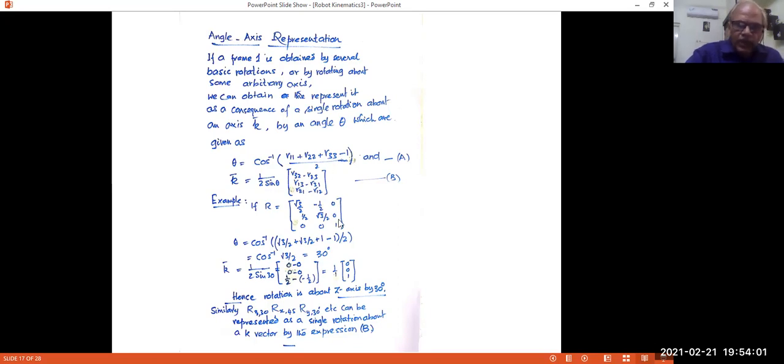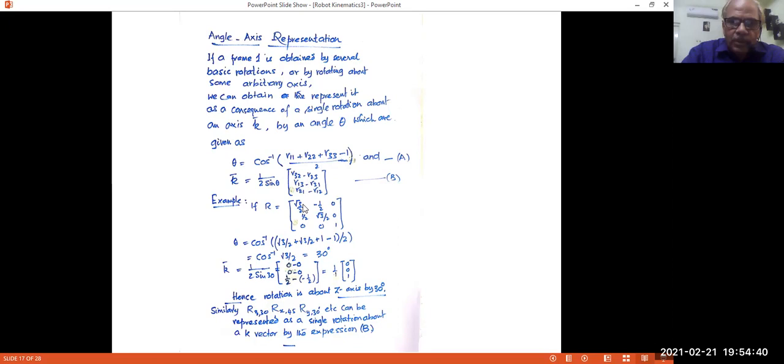Well, for that, you obtain the elements of the rotation matrix, the matrix you got after rotation. It can be shown that theta is equal to cos inverse of the sum of the diagonal elements minus 1, divided by 2. That will give you the rotation angle, and the vector about which it has to be rotated by an angle theta is given by 1 by 2 sine theta times (r32 minus r23, and so on), given by this vector.